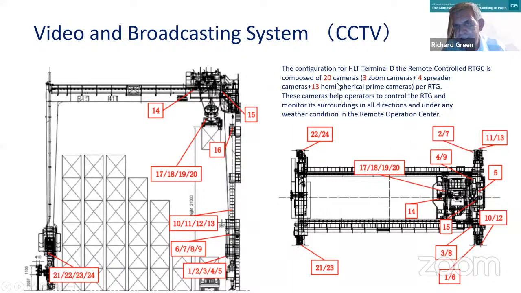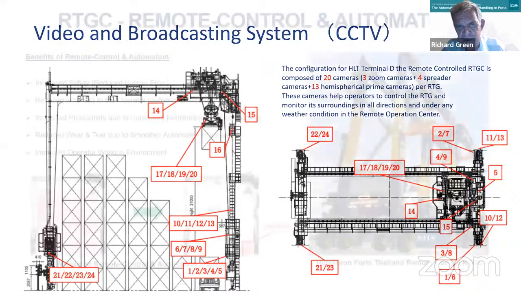So we have 20 cameras, 3 zooms, 4 spreader cameras. These are on the spreader. 13 hemispherical prime cameras giving a bird's eye view of what's happening. So the operator has plenty of control.